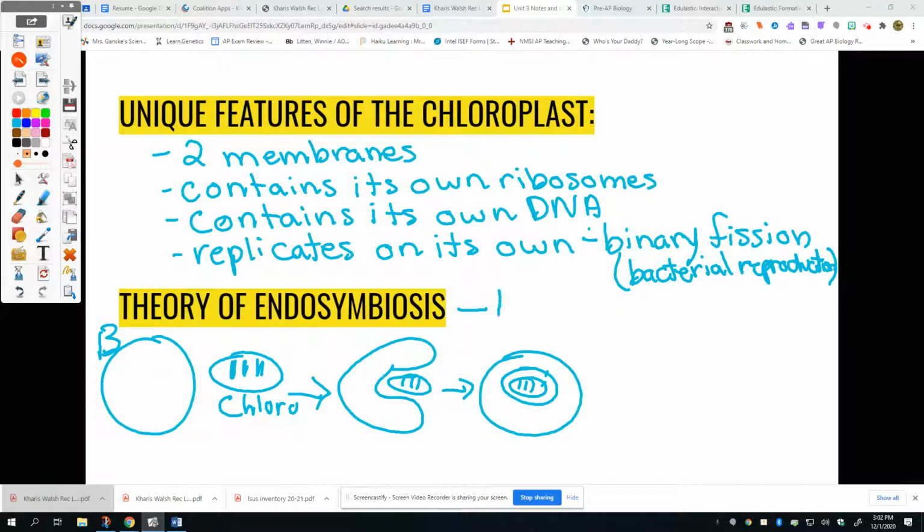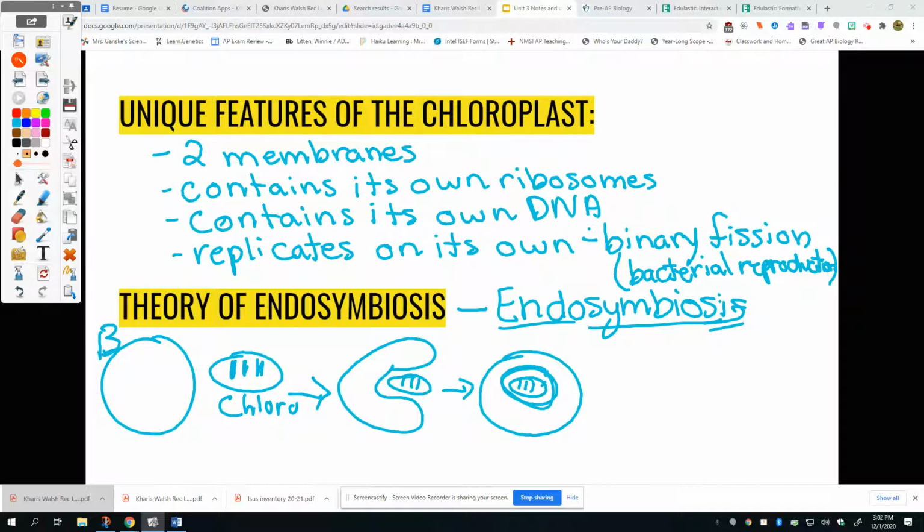This is the theory of endosymbiosis. Endo meaning inside, symbiosis meaning to live closely with. So we learned about symbiosis and mutualism and commensalism and parasitism. Well, endosymbiosis is where one organism lives inside of another. And so the theory is that at one point the chloroplast was its own organism that started to live inside of another cell. And this was the beginning of what we now see today as eukaryotic cells, because we started to see membrane-bound organelles.